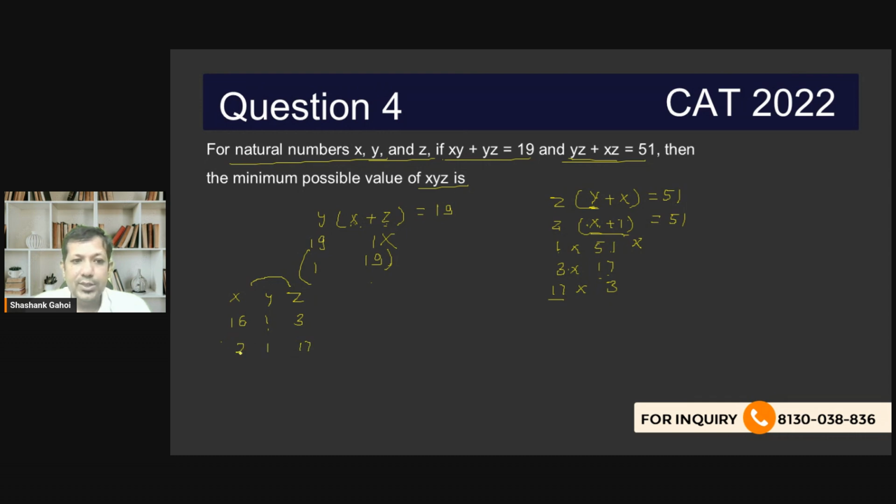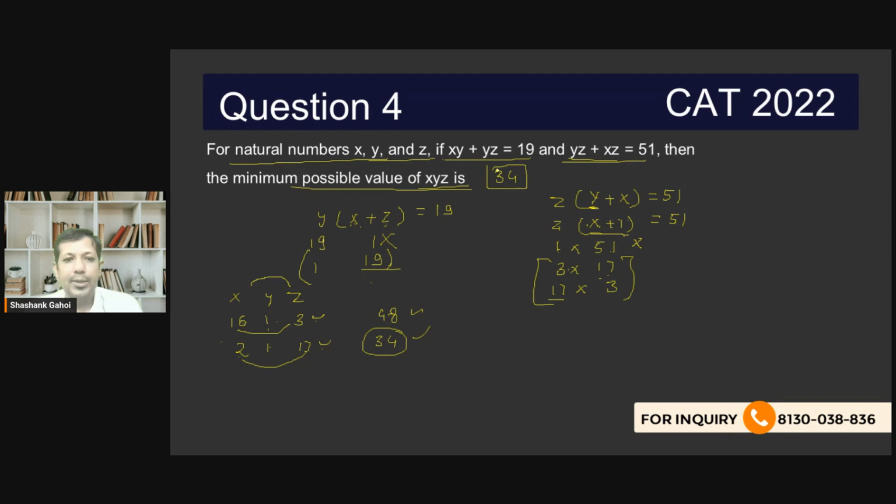So this is 1, this is 2. Is it 19? Yes. Is it 19? Yes. So this condition is being met, these conditions are also being met. So I got two possible pairs. 16 into 1 into 3 comes out to be 48, and 1 into 2 into 17 comes out to be 34. The question is asking for the minimum possible value of xyz. So is it 48 or 34? 34. So my answer to this question is going to be 34. And this is how we are going to approach this kind of question.